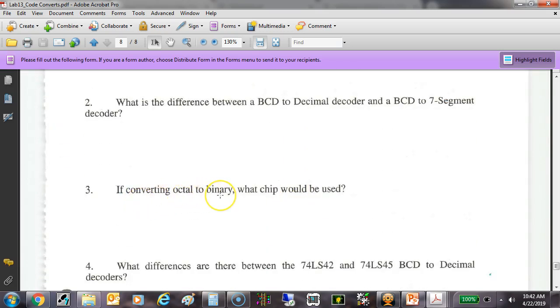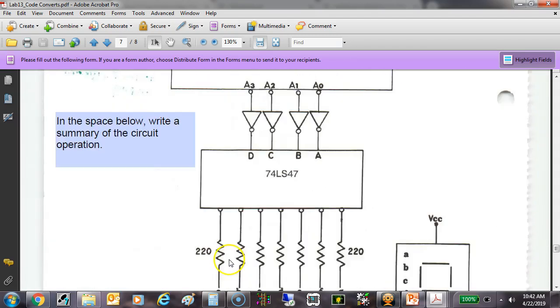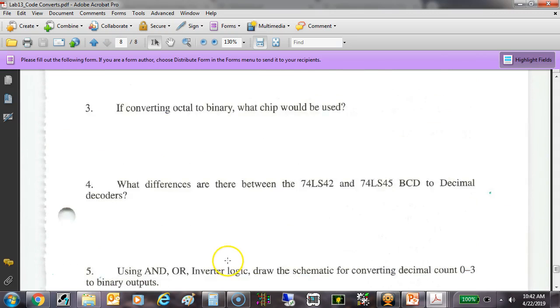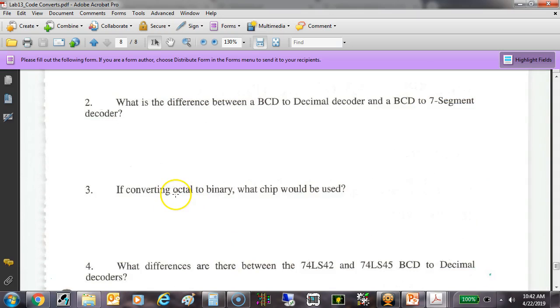To convert octal to binary, a 74138 is binary to octal. Some of y'all said 7440. Some of y'all said a 7447, which has nothing to do with octal, right? You understand that? So 74147 would do it. So this says what? Octal to binary. A 74138 takes binary to octal.